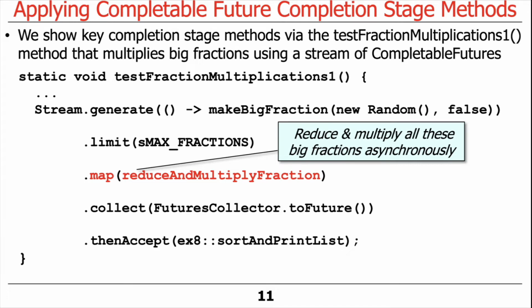Okay, so now let's say, just for the sake of argument, that sMaxFractions is 50. What we're going to do there is generate 50 random large BigFractions. Then we're going to connect that stream of large random BigFractions with the map intermediate operation. Remember, map is going to apply a function to every element in the stream. So let's say we've got 50 elements coming through the stream, and we're going to apply the reduceAndMultiplyFraction function to each of them.